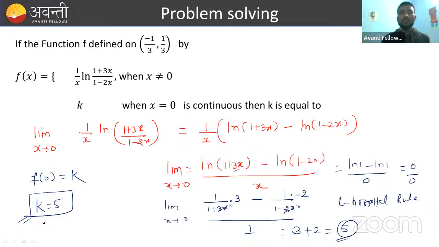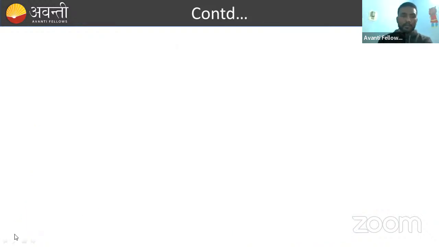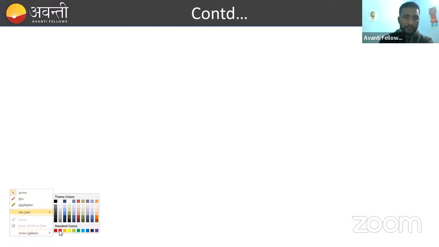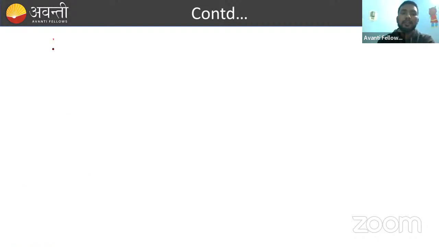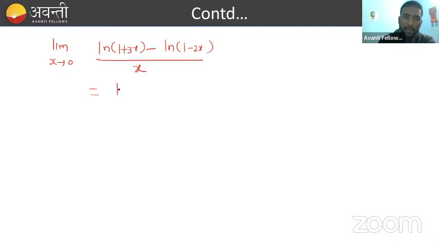Okay, so you can use L'Hospital rule here. But suppose this type of question comes in your board examination. What will you do? Let's see what we can do. There is another method by which we can solve this one. Limit x tending to 0 of ln(1 plus 3x) minus ln(1 minus 2x) divided by x. What I will do is write it like this: (1 plus 3x) divided by x, and I will write it like this.